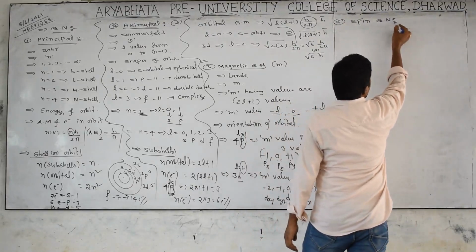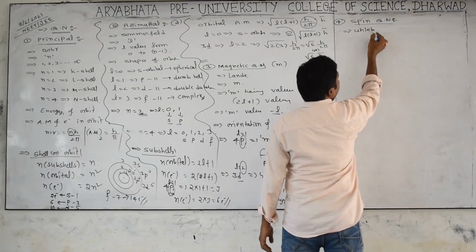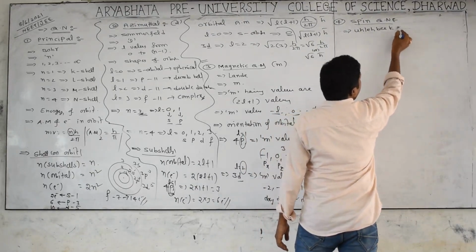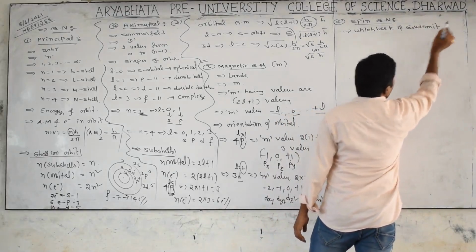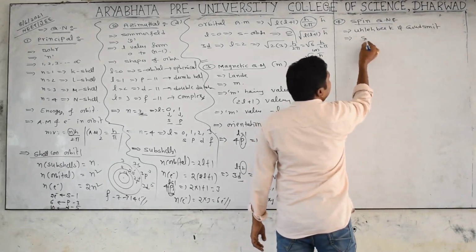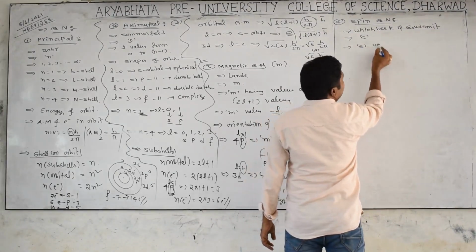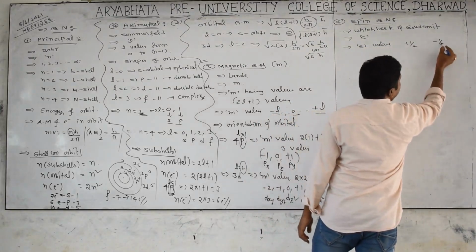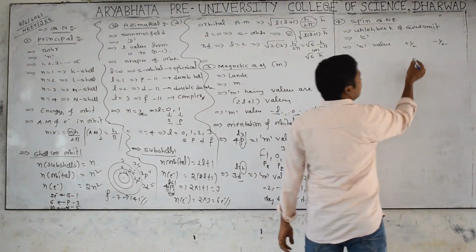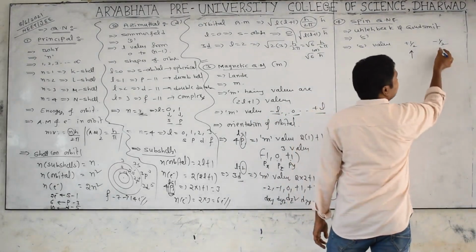The spin quantum number was invented by two scientists, Uhlenbeck and Goudsmit. It is denoted by the letter s. s has 2 values: one is plus half, another is minus half. Plus half is represented by an upward arrow mark, and minus half is represented by a downward arrow.